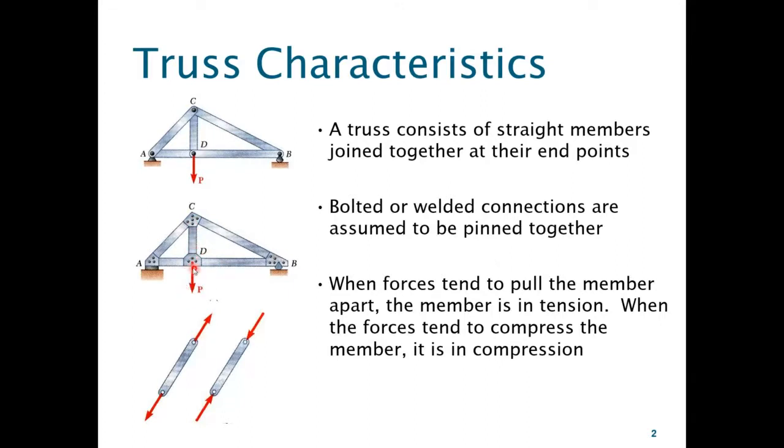So for example, there's a load P applied into this truss, and that will put a force into CD. We're pulling down on D, which puts CD into tension. In other words, we're trying to stretch CD. AD and DB will also be in tension, because they will also be stretched. Whereas AC and CB are going to be in compression, because we're trying to shorten or compress them.